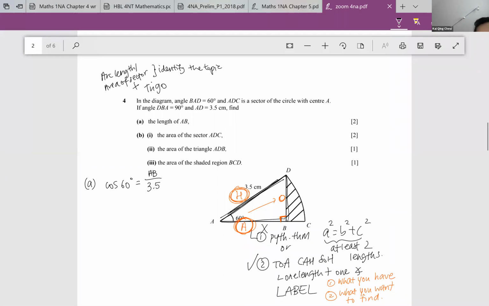Okay, then now I want to find AB, right? So I move the 3.5 over to the other side. It will be 3.5 times cosine 60.